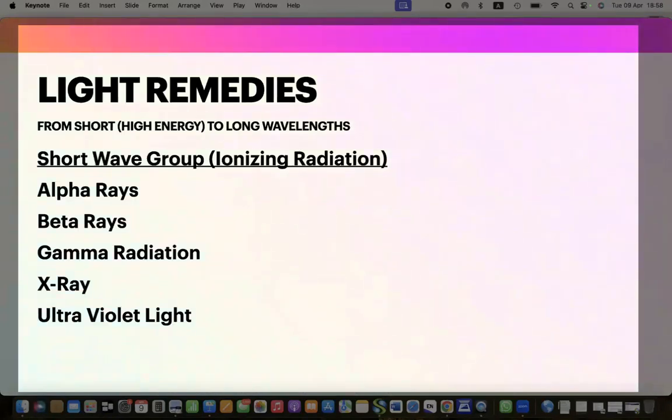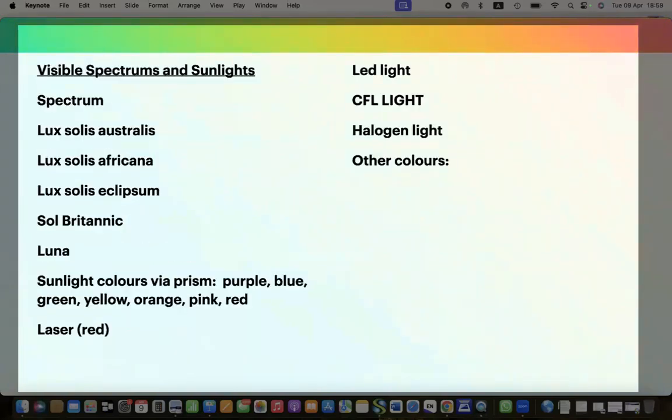So let's look at what light remedies we supposedly have, although we don't really have necessarily good provings or many rubrics for all of them. So we've got the alpha, beta, and gamma radiations. We've got X-ray. There's quite a serious proving on that. Ultraviolet light, not too much. So these are the shortwave group, which are generally the ionizing radiation. Ultraviolet is sort of semi-ionizing. Humans have got ways of dealing with that. And then the visible spectrums and the sunlight.